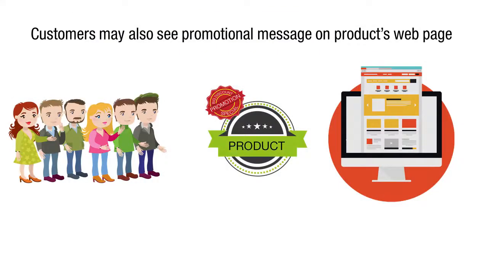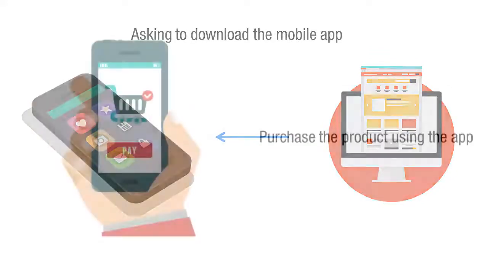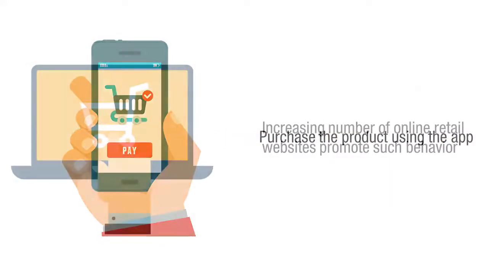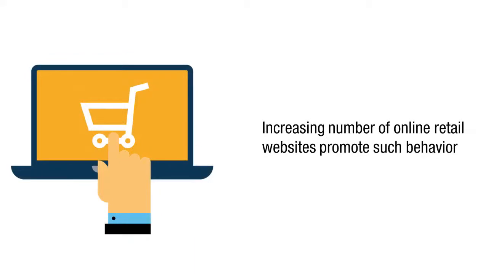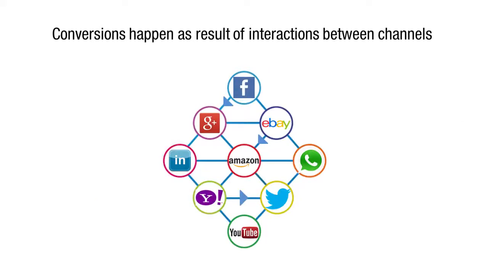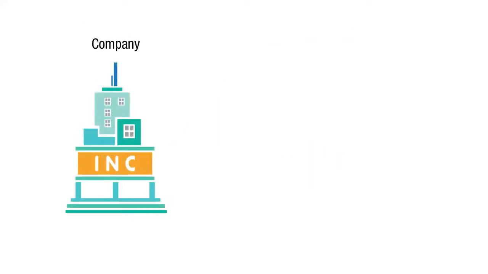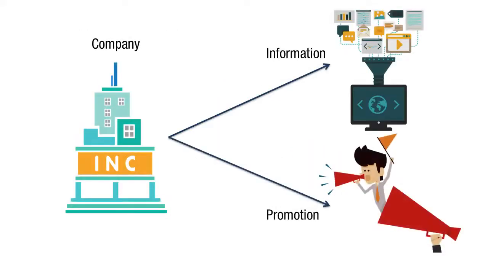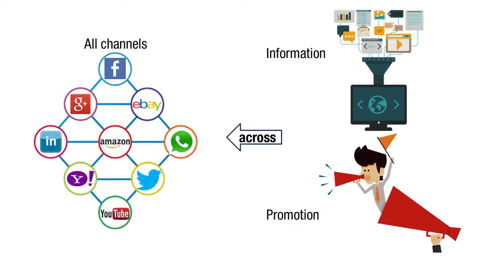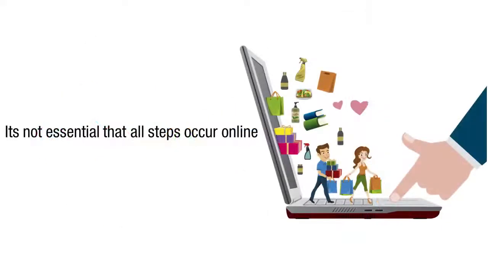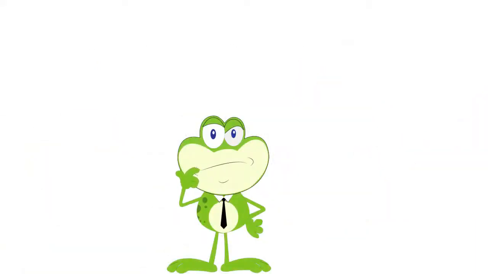Customers may also see a promotional message on the product's web page, asking them to download the mobile app and purchase the product using the app. An increasing number of online retail websites promote such behavior. In both of these cases, conversions happen as a result of interactions between channels. Therefore, it's very important for a company to have consistent information and promotional messages across all channels. Also, note that it's not essential that all of the steps occur online. Can you think of an example for this concept?